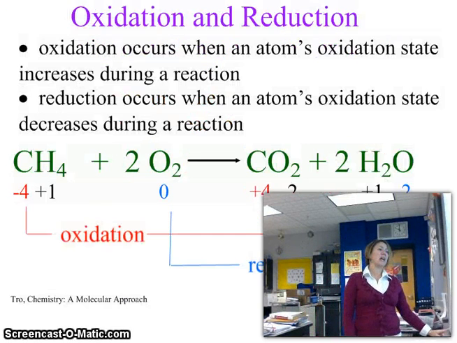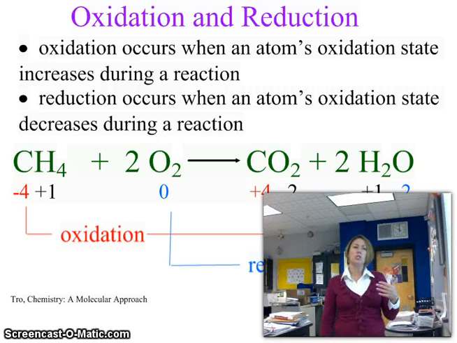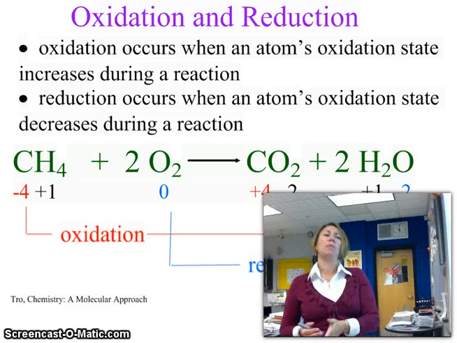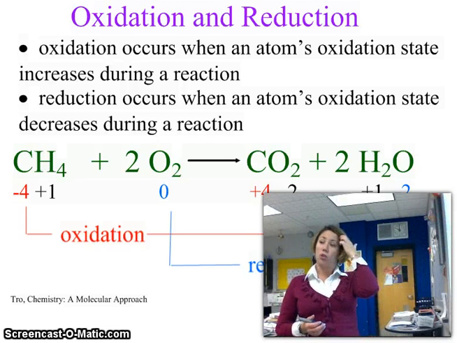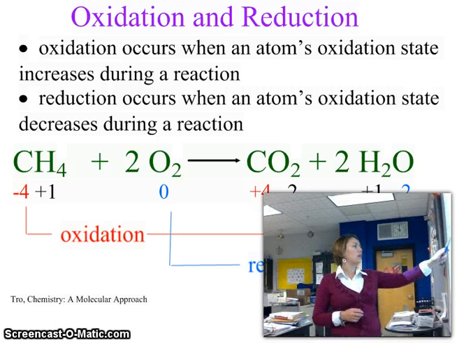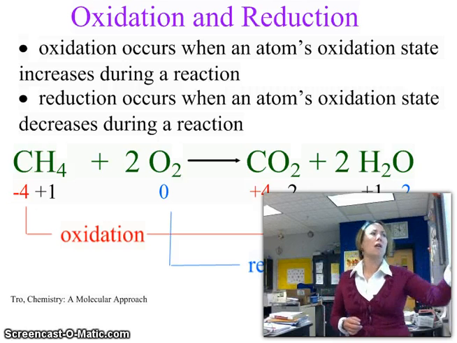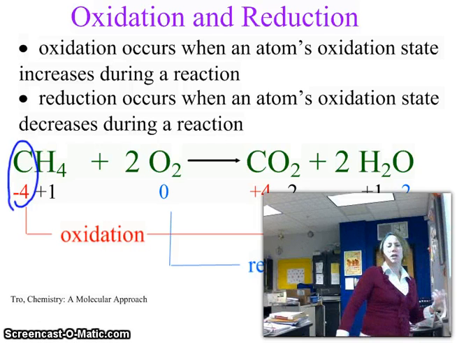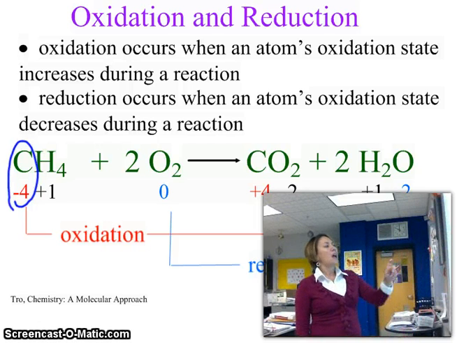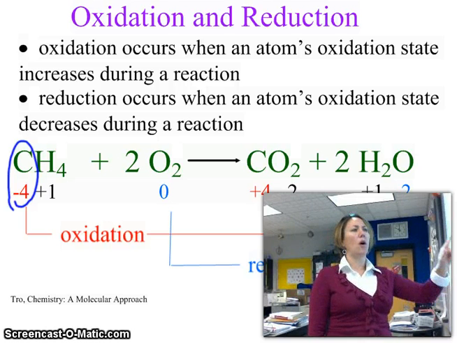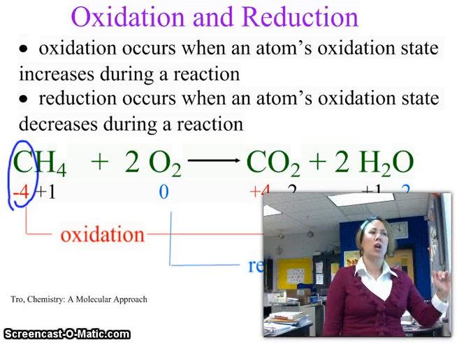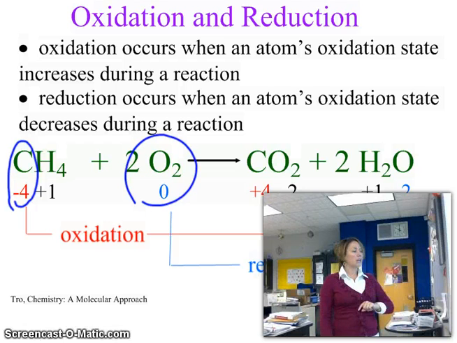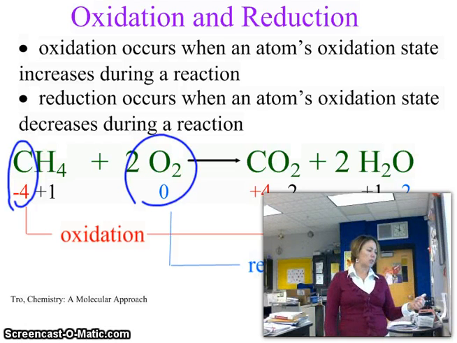So being able to assign oxidation states is the key to knowing who's oxidized and who's reduced. Oxidation is when the charge goes up in a reaction. Reduction is when the charge goes down. And if you look at this example, carbon on the left is -4, but carbon on the right is +4. So the charge has gone up, so we would say that carbon in methane is oxidized. Oxygen is by itself, so its charge is 0. On the right, its charge is -2. Its charge has gone down, so oxygen here is reduced. So you can identify who's oxidized and who's reduced once you assign the charges.